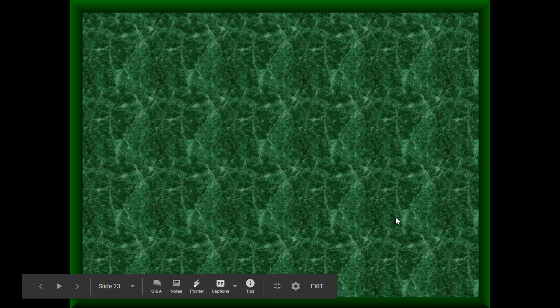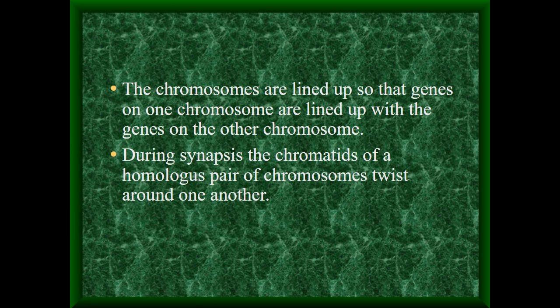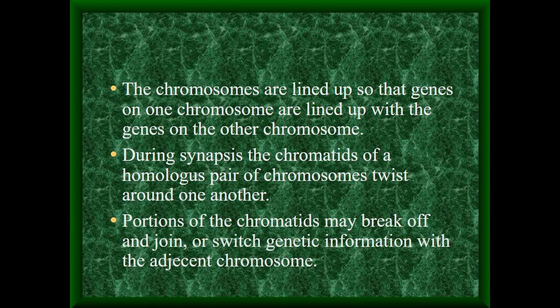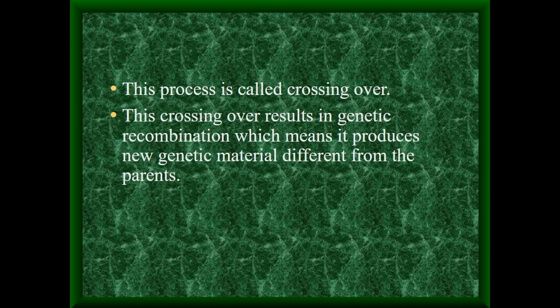Each pair is called a tetrad. The chromosomes are lined up so that the genes of one chromosome are lined up with the genes of the other chromosome. During the synapsis of chromatids, a homologous pair of chromosomes twist around one another. Portions of the chromatids break off, join, and switch genetic material to the adjacent chromosome. So basically, this crossing over process results in the recombination of genetic material.